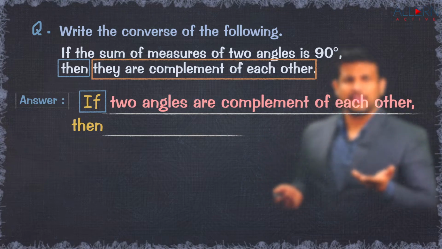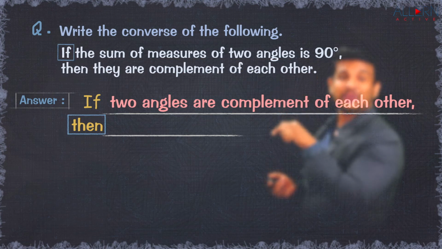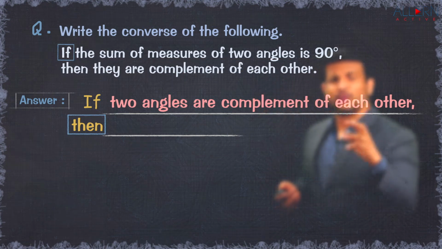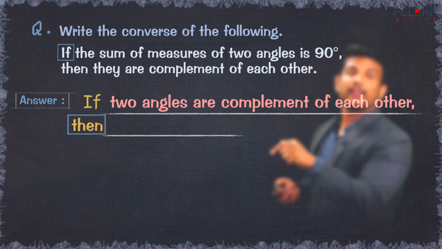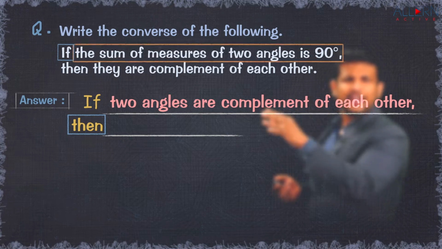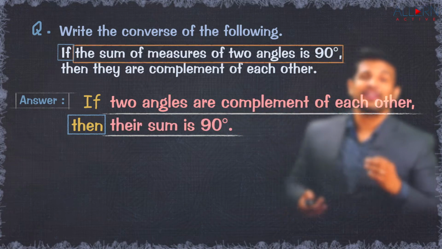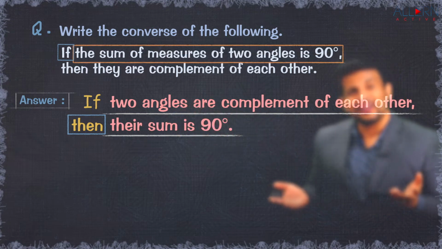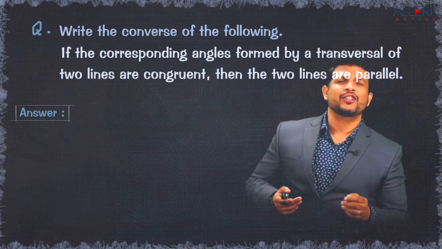Then whatever is the antecedent there becomes the consequent here. So that is between if and then. What is that? The sum of the measures of two angles is 90 degrees. So we can write here, then the sum of two angles. Rather than writing two angles again, since it is already written, we can just write, then their sum is 90 degrees. There means we are talking about two angles. It's so simple. So very easy, isn't it? Very simple process, right? Beautiful. Let's see the next one.